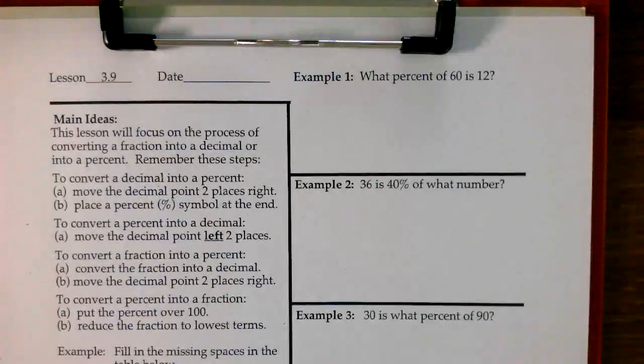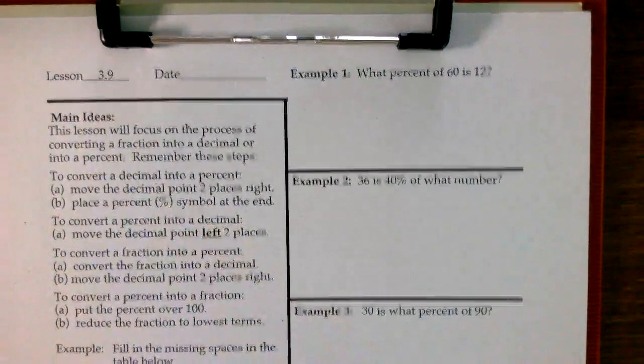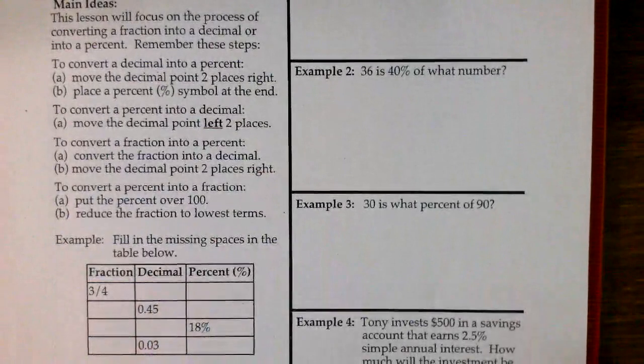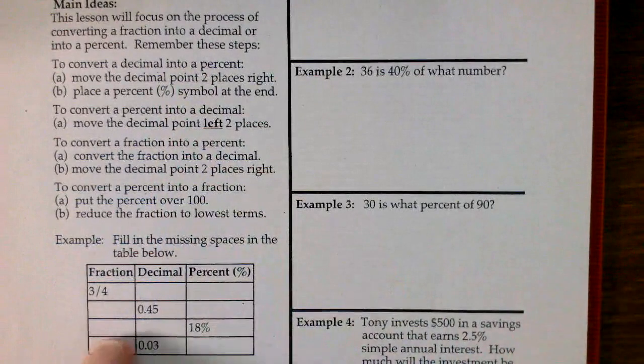Hello again, everyone. We are dealing with the last section of chapter 3. This is 3.9. It talks about the fraction, the decimal, and the percent connection. These are the steps to convert back and forth. It's going to be important to know how to convert from one to the other.